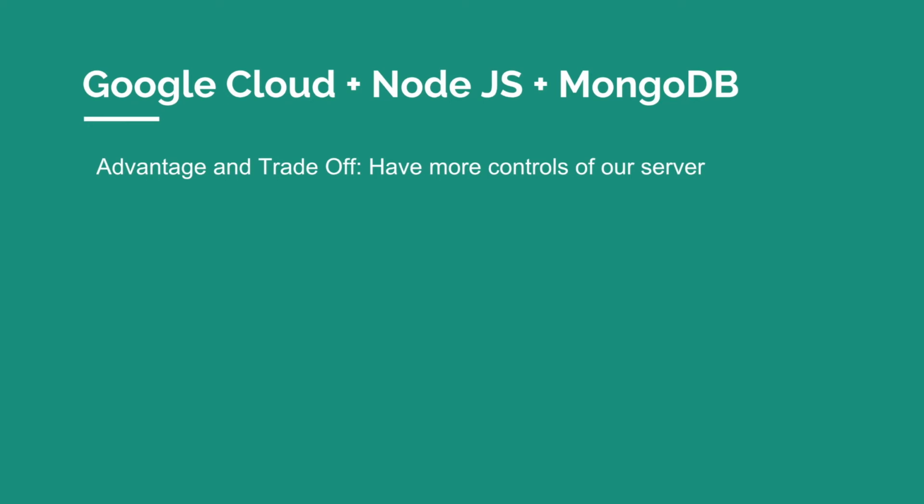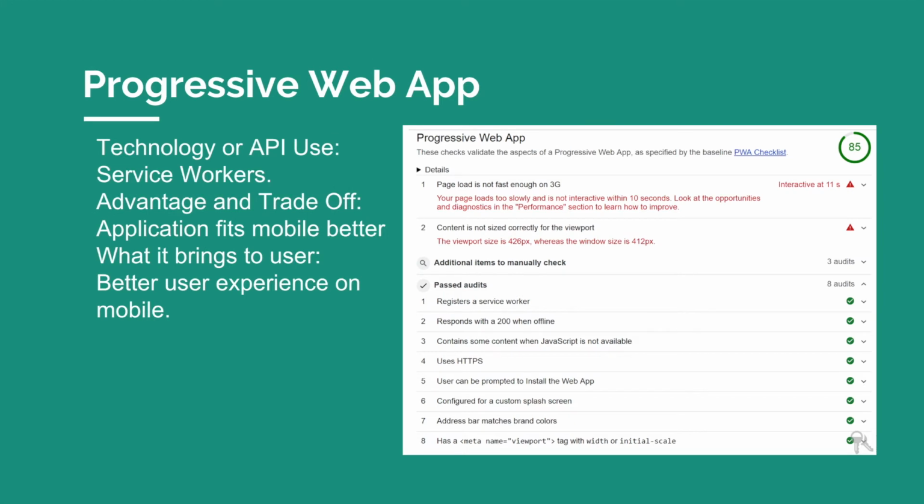We use Google Cloud, Node.js, and MongoDB as the backend language. We have more control of the server. The last one is progressive web app. We use Service Worker to implement it. It allows the application to fit mobile better. Users will have better user experience on mobile.